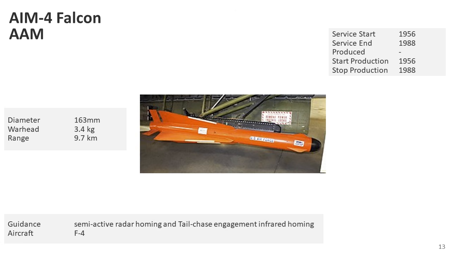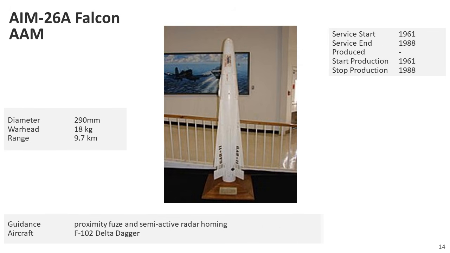The Hughes AIM-4 Falcon was the first operational guided air-to-air missile of the United States Air Force. Development began in 1946. The weapon was first tested in 1949. The AIM-26 Falcon was a larger, more powerful version of the AIM-4 Falcon air-to-air missile built by Hughes. It is the only guided American air-to-air missile with a nuclear warhead to ever be produced.